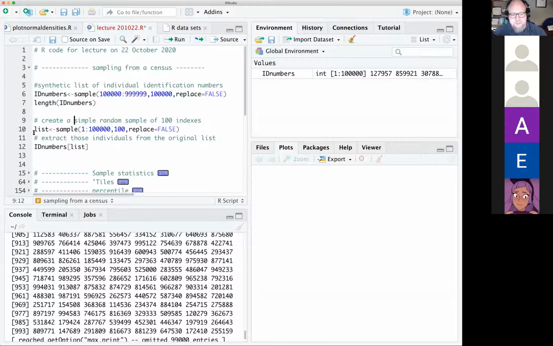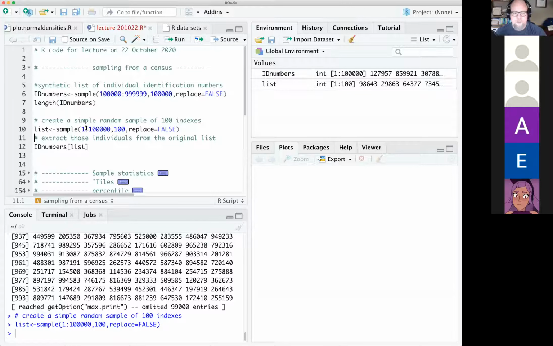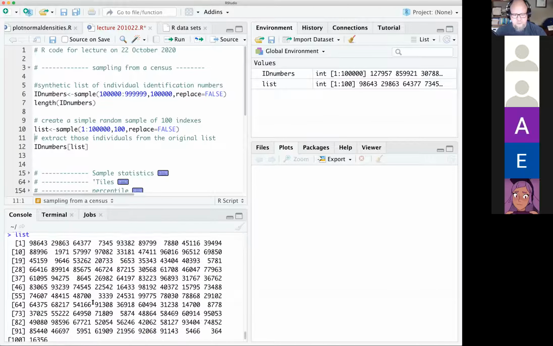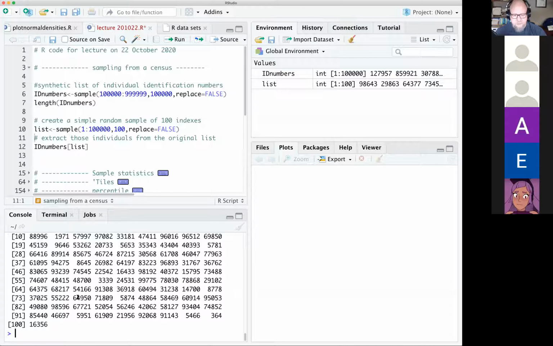On line 10, I'm going to make a list, which is my sample, a sample of size 100. I'm picking numbers between 1 and 100,000 because 100,000 is the length of the list of ID numbers. So those are my indices, these 100 things I'm going to choose. Let me choose those. I just created a list, and I'll look at that in the console. There's a list of a bunch of numbers between 1 and 100,000. This represents my sample, the sample I'm going to choose from the list of ID numbers.